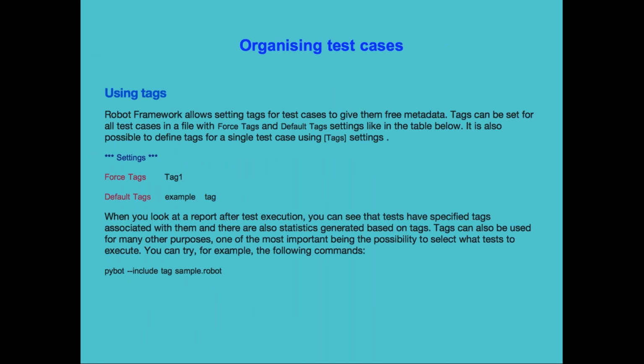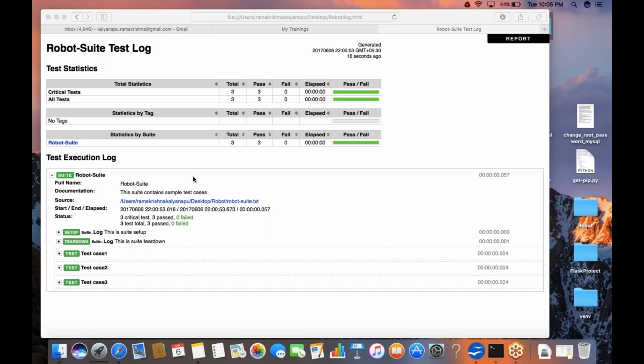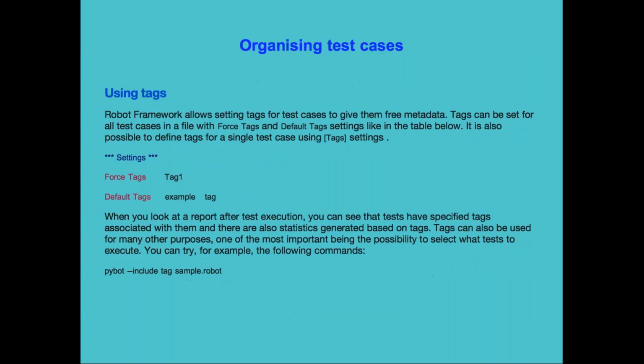So the next thing is using tags. We have one more keyword, tags. So what is the use of tags? We'll see here. Robot Framework allows you, in the settings block, to define tags for test cases. Let's say we have three test cases. For these three test cases, we can add some tags.